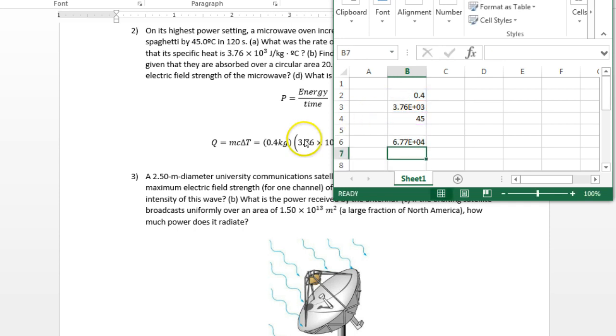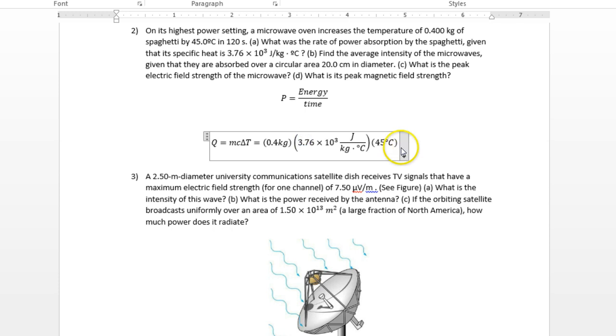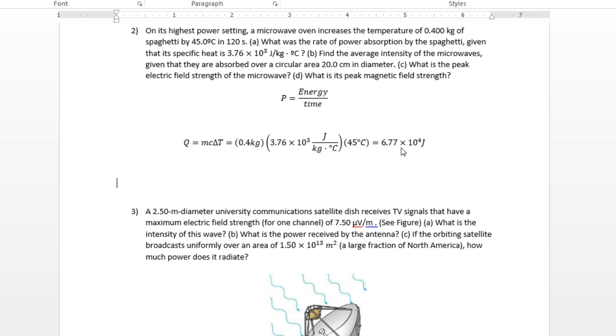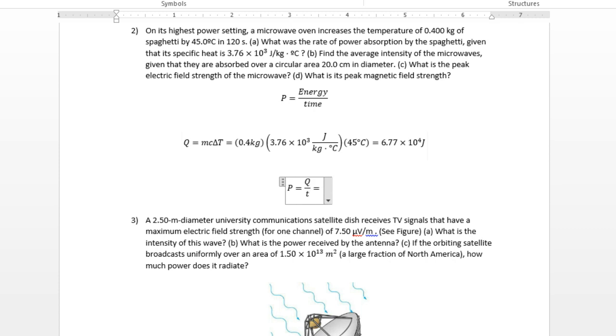Alright. So 6.77 times 10 to the fourth joules. That's how much heat this absorbed. Now we need to know the power. Well, the power is, in this case, the amount of heat absorbed divided by the amount of time it took to absorb that heat.